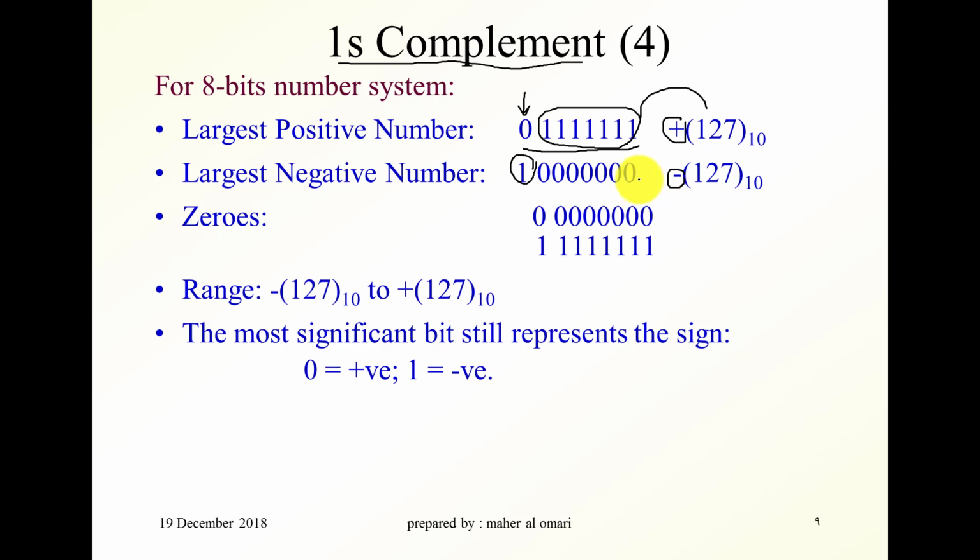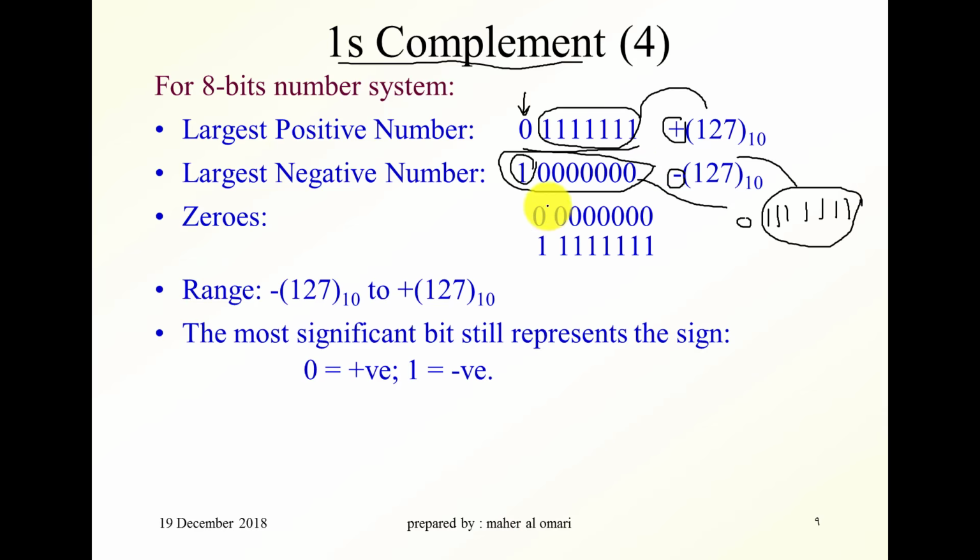So if you want to find the absolute value of this number, you have to take the ones complement for this number. The ones complement for this number is 7 ones and a 0, and this is equal to 127. So this number represents minus 127.